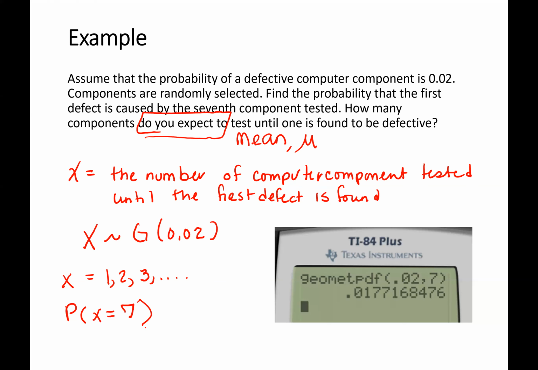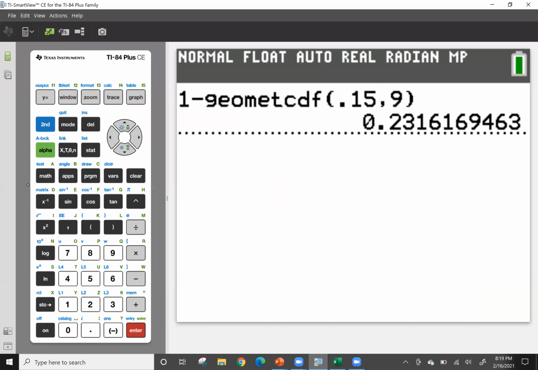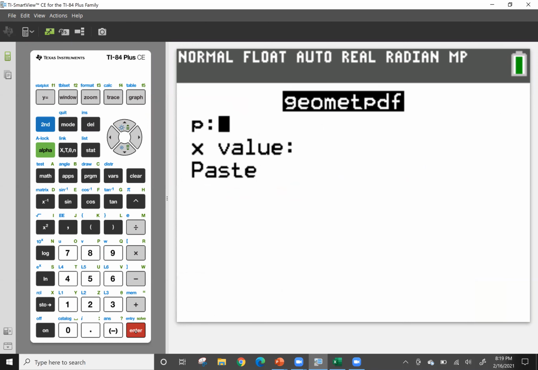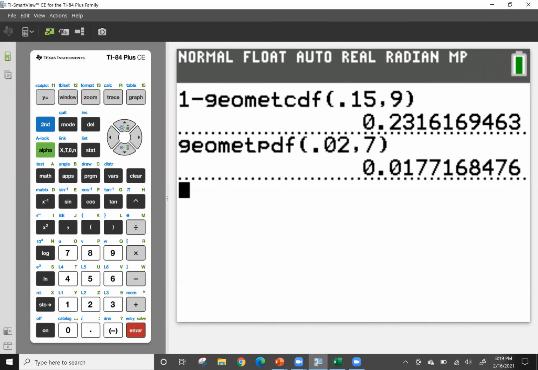And the probability can be found. Let's just run over there and do that real quick to demo how to find the geometric distribution. So let's go to our calculator. I'm going to go to my distribution menu and I'm going to find geometPDF. The probability of finding a defective component was 0.02 and our X value was 7. We're going to paste that back into our home screen and we get 0.01772.